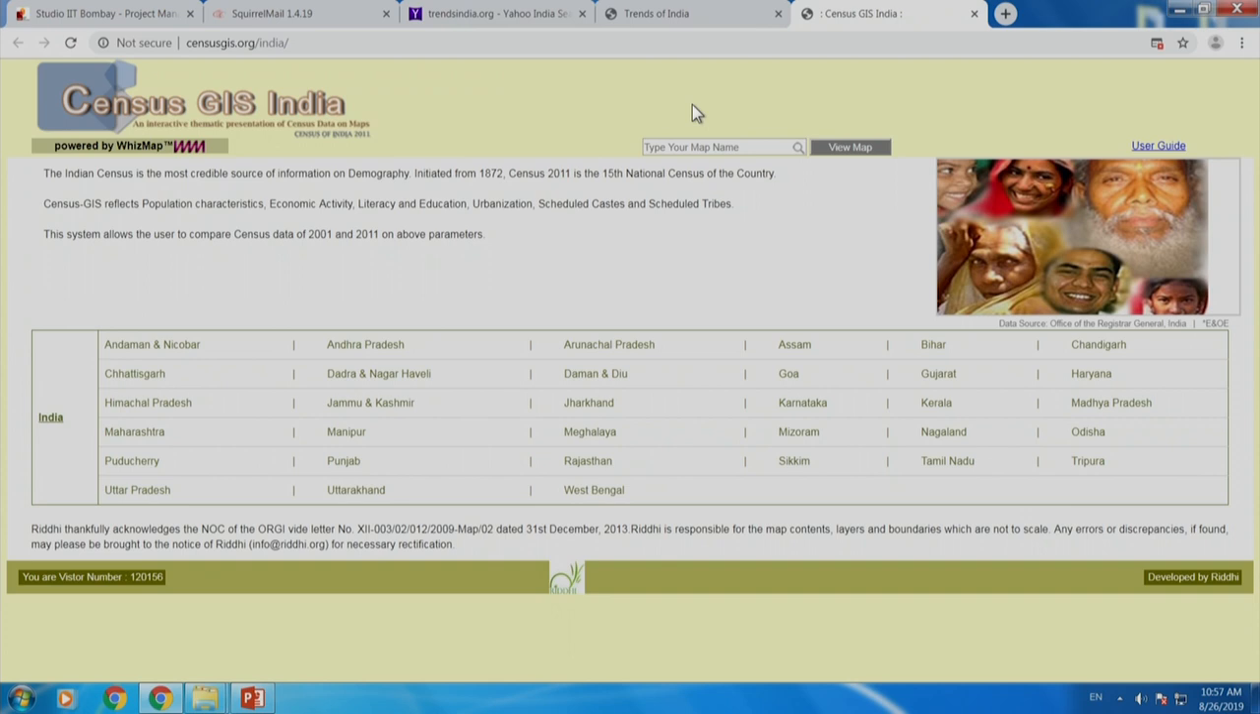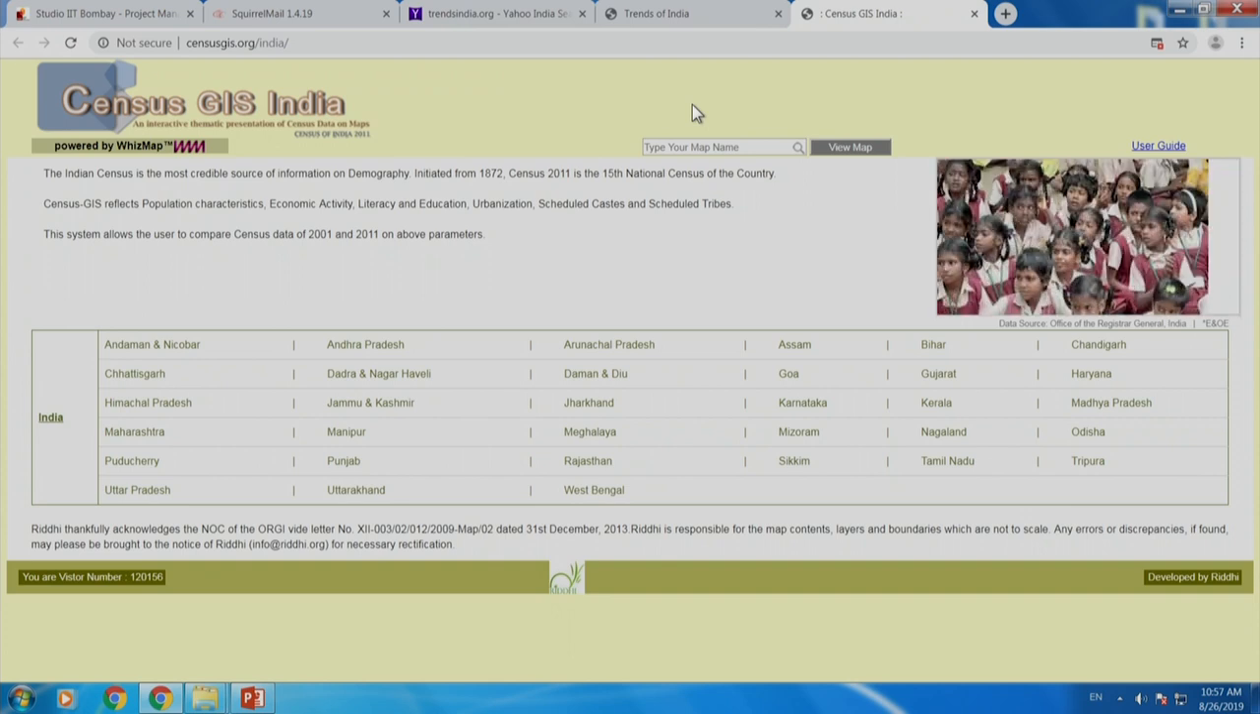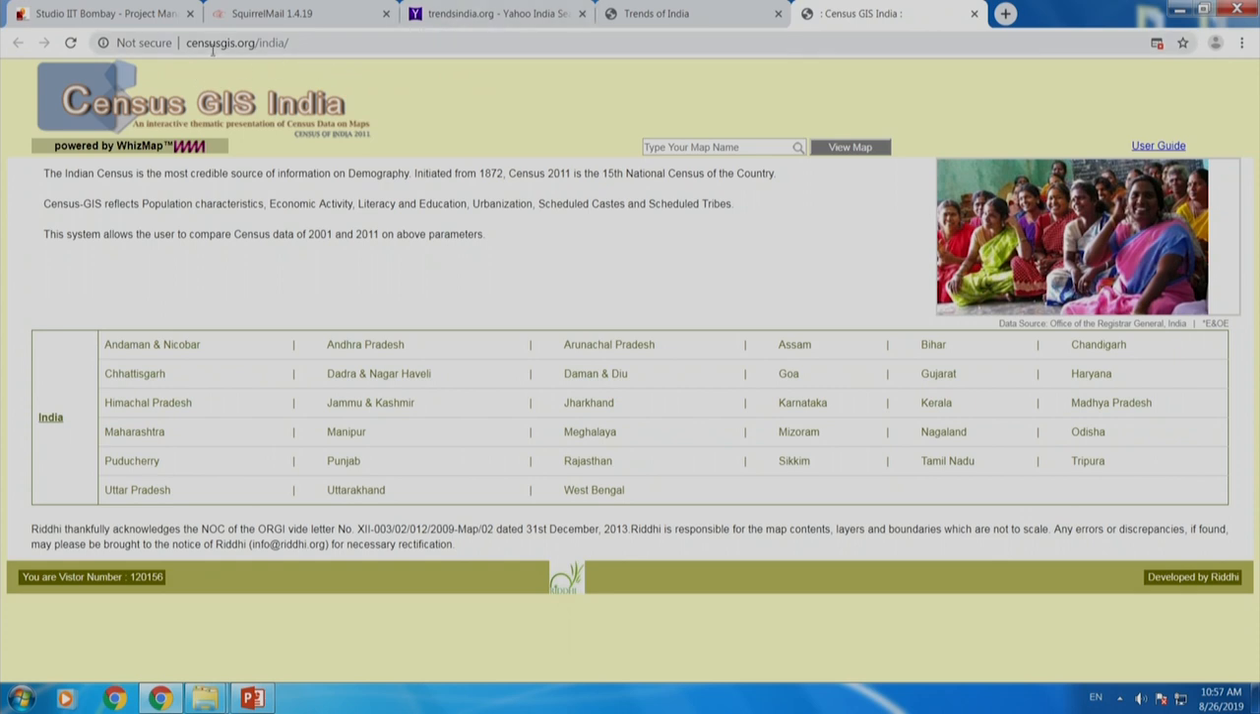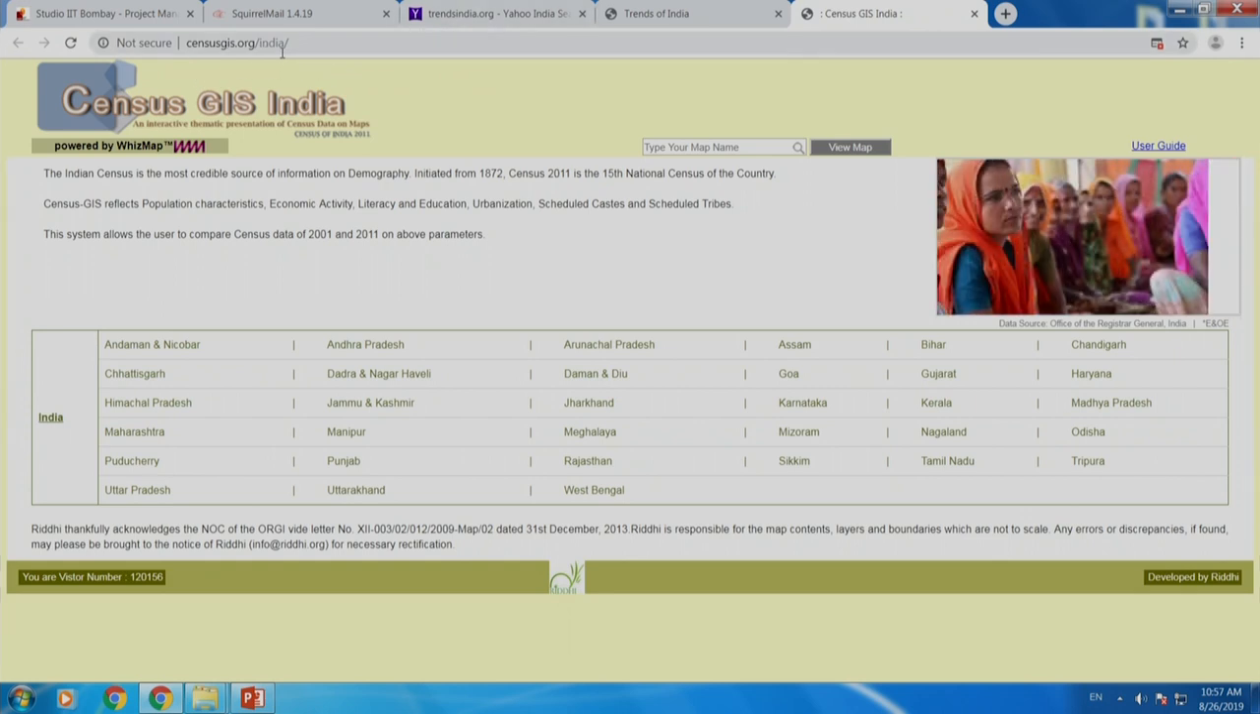How do we go about tracing these inequalities? Let us have a look at it, and we will use the data of Census 2011. There is an excellent site called Census GIS India, which has been put up with the help of the Registrar General's office, and that will show you how to trace various inequalities in the country. If you are ready, let us go to the Census GIS site. It is easy. First, you will go to censusgis.org India. You are able to see it on your screen.